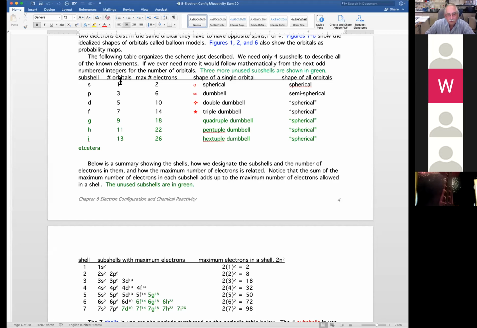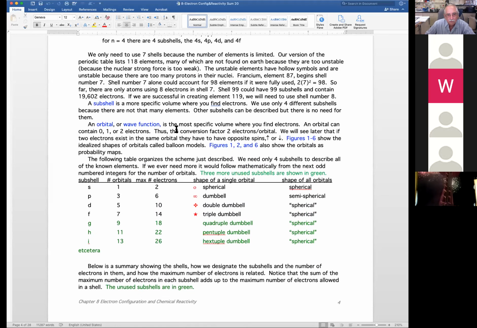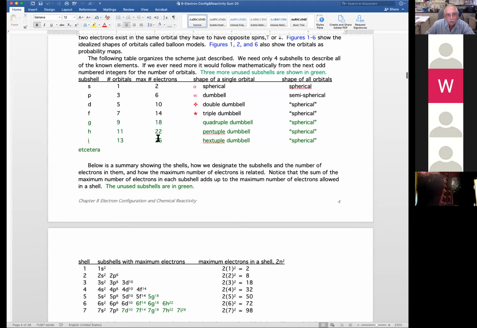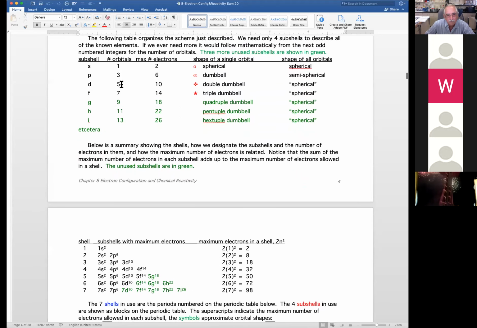But let's look at the number of orbitals. So an orbital is the wave function, right? The most specific volume. Look at how they occur: 1, 3, 5, 7. Now most books never go past this because they're not interested in you understanding the whole system. But if you look at this right here, isn't it consecutive odd integers? The next one would be 9. See how that works? You could go on forever. Then they get the maximum number of electrons that can go into that orbital. How are you getting this column? You're simply multiplying everything by 2.